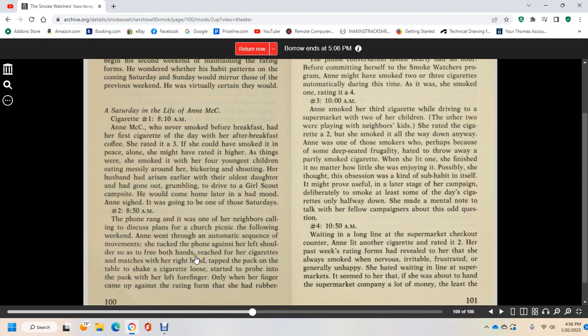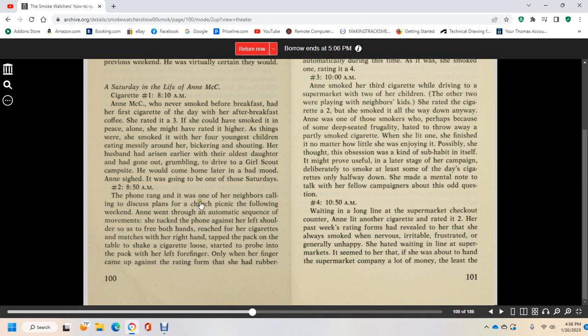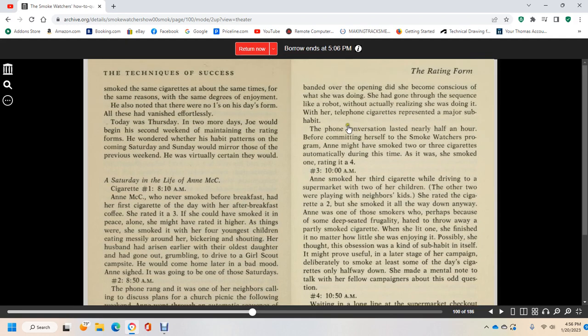Number 2, 8:50 a.m. The phone rang, and it was the neighbors calling to discuss the plans for the church picnic the following weekend. Anne went through the automatic sequence of movements. She took the phone against her left shoulder and, freeing both hands, reached for the cigarette with the match in the right hand, tapped the pack on the table with a smack, shaking the cigarette loose, started to bring it to the left forefinger, and only the finger came up against the rating form that she had rubber-banded over the opening.